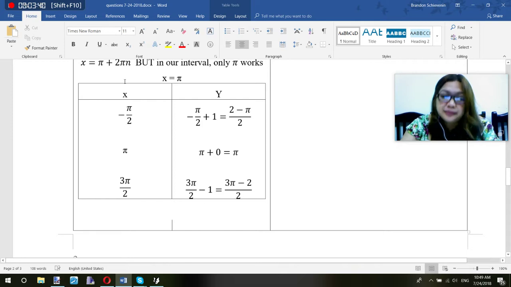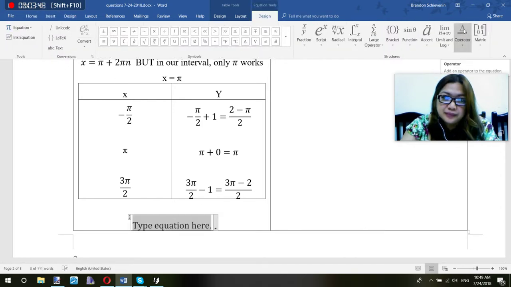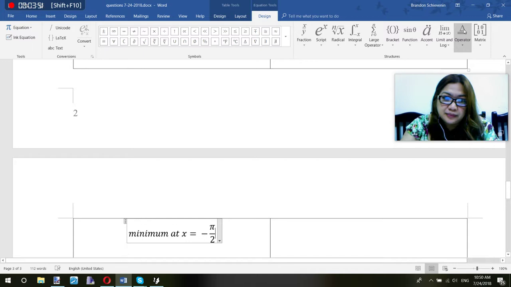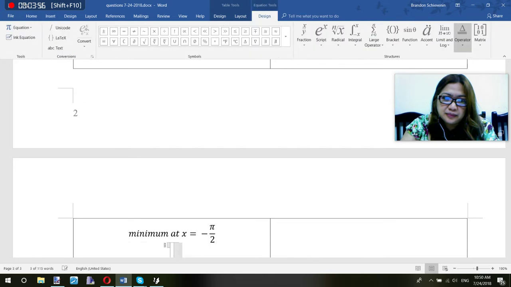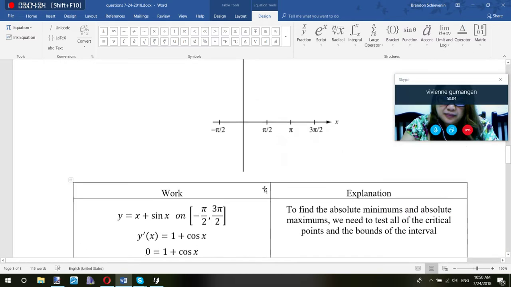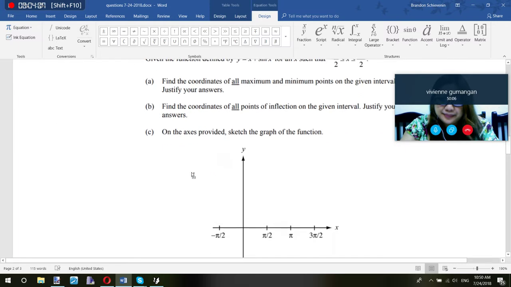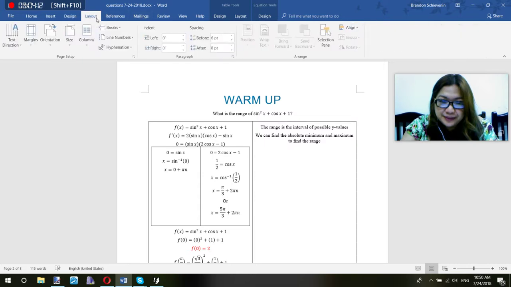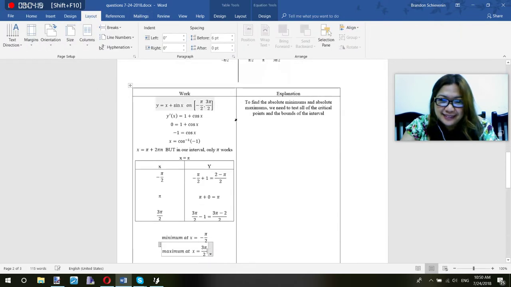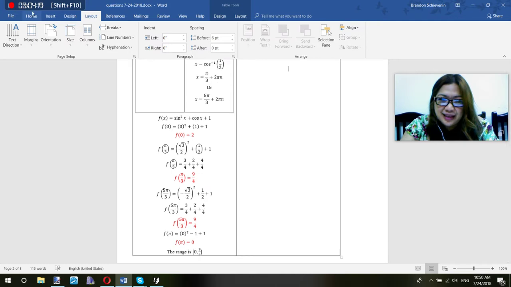Okay, so I have a minimum at x equals negative pi halves, the start point, and I have a maximum at x equals 3 pi halves, which was the end point of our interval. Any questions on what we did for that? I'm going to give myself just a little bit more room so I can throw that on one page. And we'll center these.